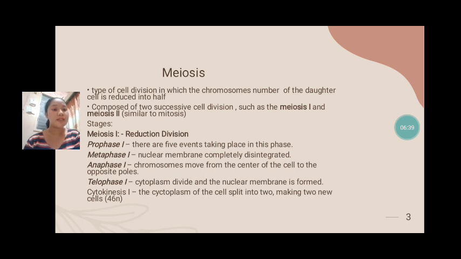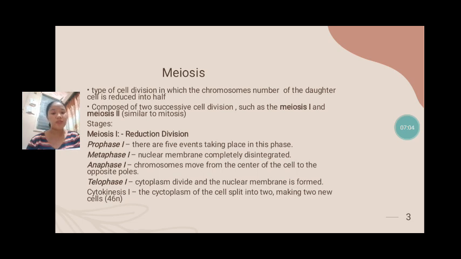There are 5 events taking place in this process. So there are 5 stages, 5 events rather taking place in these phases. In these stages, the homologous chromosomes pair up and exchange genetic materials through crossing over. The nuclear envelope breaks down and spindle fibers form.